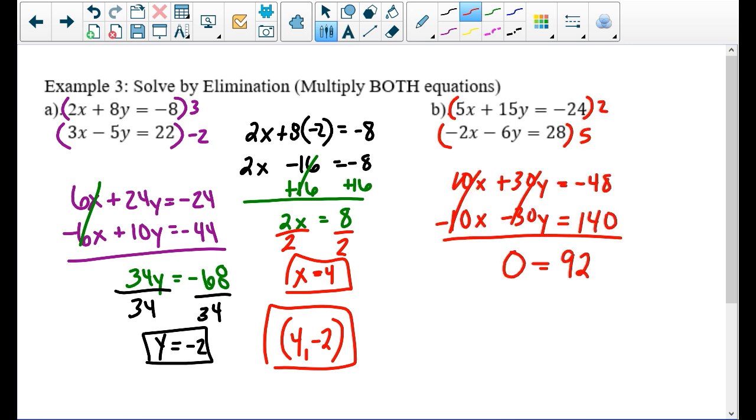So this is kind of a special equation. You can see these x's and y's both canceled. So I have a 0 over here. So does 0 equal 92? No, this is a false statement, right? So just like we had before, again, you can have the exact same line. You can have one point that's intersecting, or you can have no points that intersect. So this is non-intersecting. This is going to be a parallel line. So this is going to be a no solution.